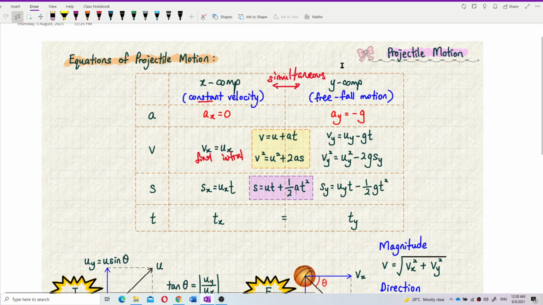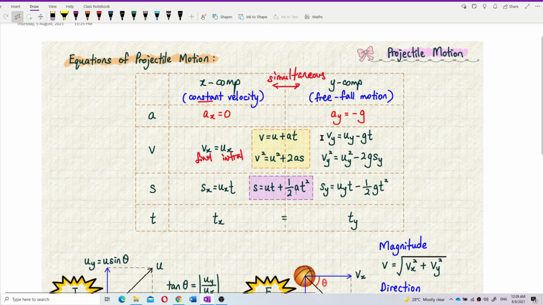Okay, now for the y component, we also use the same kinematic formula. We just substitute ay equal to negative g. So what will happen if I substitute a equal to negative g into v equal to u plus at? Yes, I get v equal to u minus gt. A becomes negative g, so it becomes negative gt.